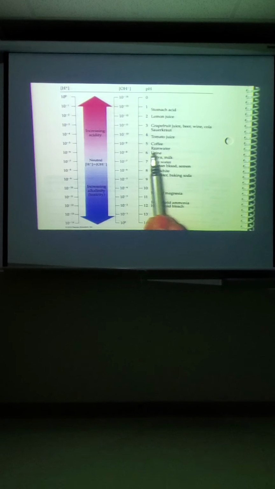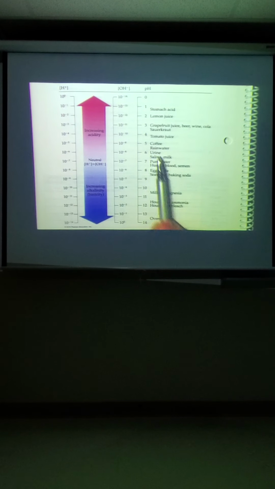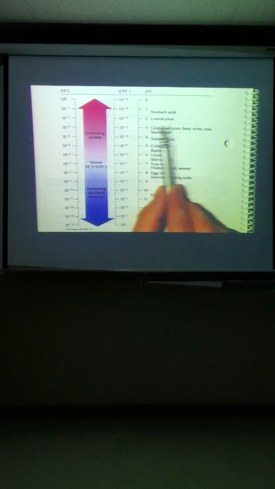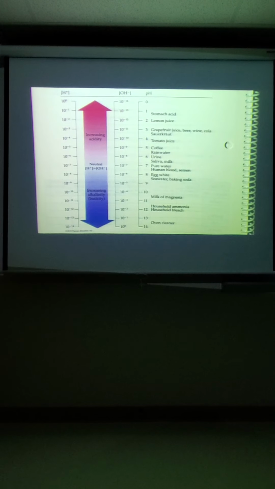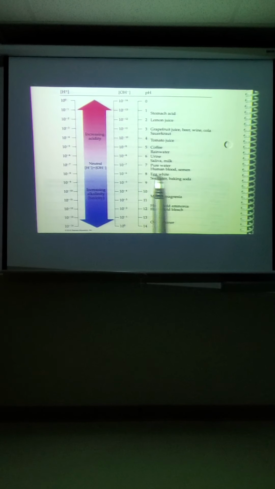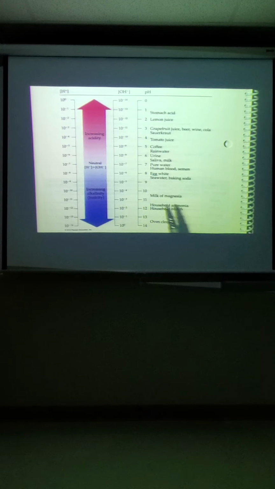Urine is slightly acidic, but it is basic enough with the ammonia in there that it's good for those very strong acids in jellyfish stings and things like that. Milk is getting closer to neutral, we get to pure water. Human blood's about 7.25, 7.35.